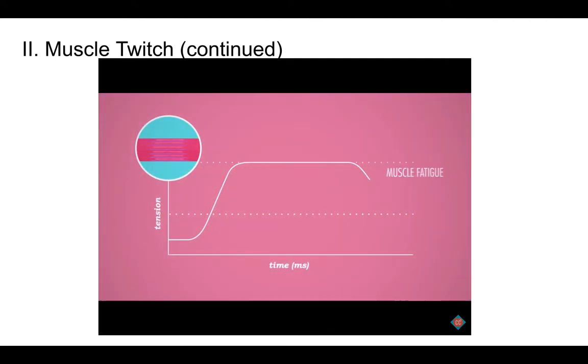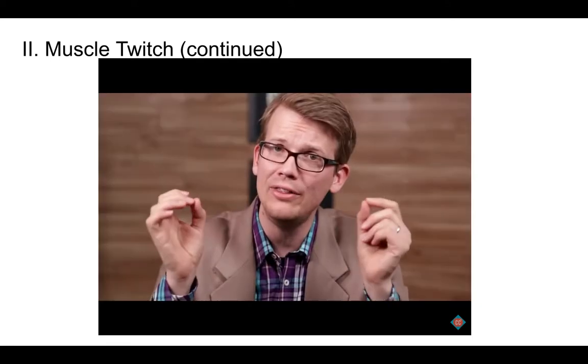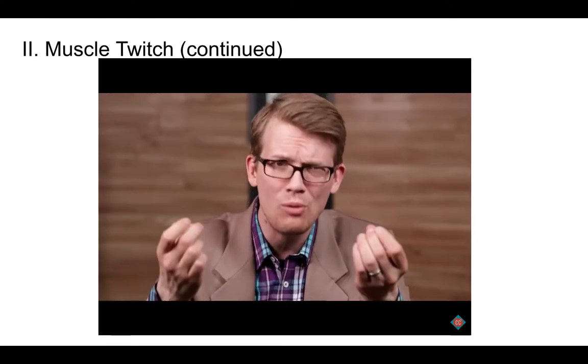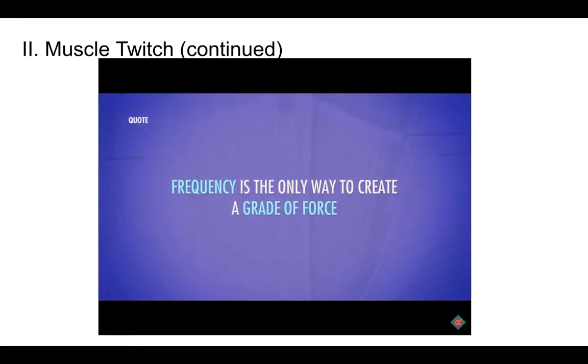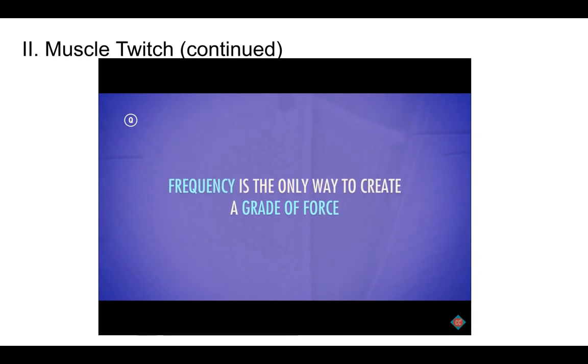Prolonged contraction leads to muscle fatigue, and when your muscles just can't take it anymore, all that tension crashes to zero. And remember, all of this twitching happens in individual motor units. Since twitches are driven by action potentials, and action potentials only have one intensity, frequency is the only way to create a grade of force.